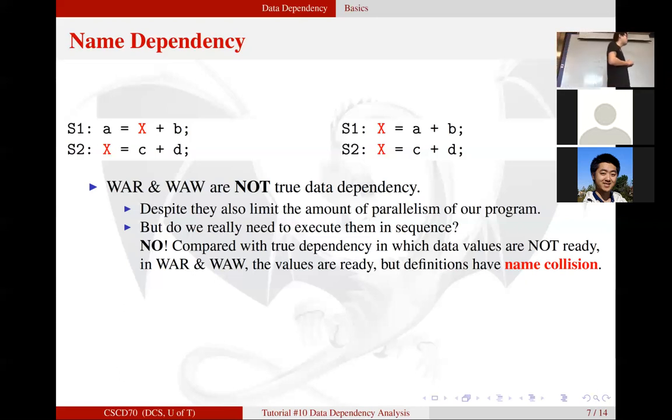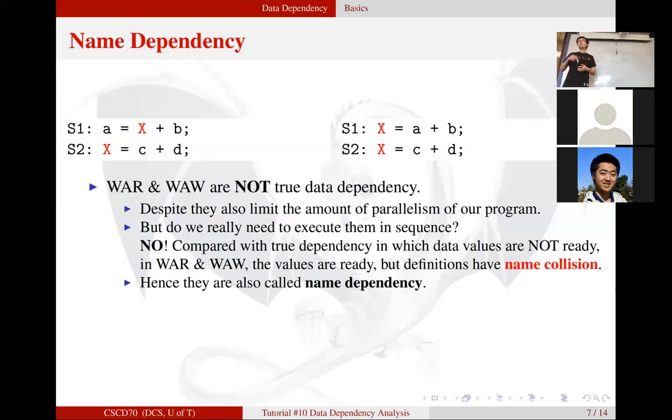Assuming that we have an infinite number of registers, then the problem of write after read and write after write won't exist at all. Why is that? The reason is that we could always rename our variables in such a way that they are always outputting to different variables, such that each variable is only assigned once, to avoid this name collision issue.